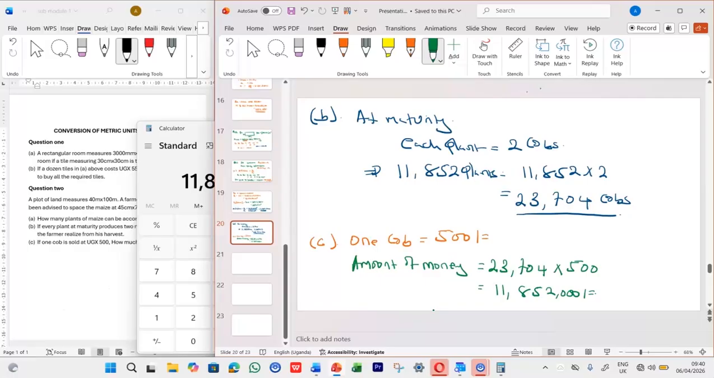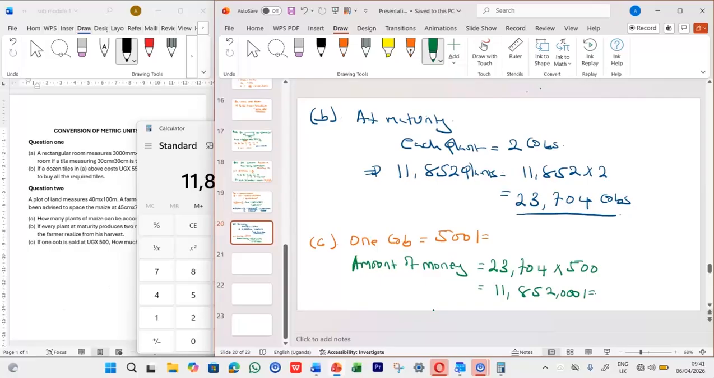If you are to space maize at 45 by 75 in a plot measuring 40 by 100 meters, and you give it the best agronomic practices, you should be able to realize at least 11,852,000. If the worst comes to the worst, you could have about 5 million anyway, which is still fair for agriculture. So I thank you so much.